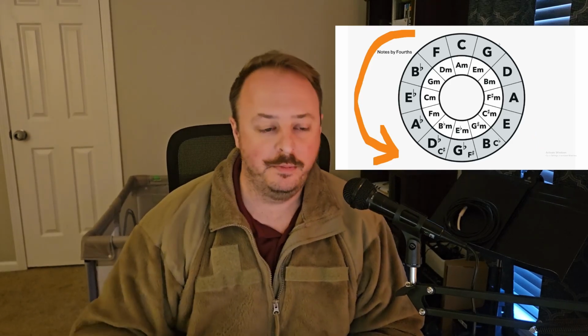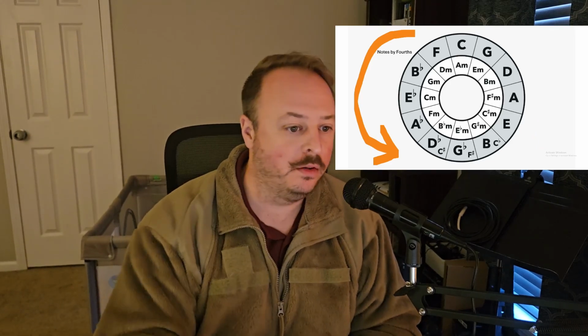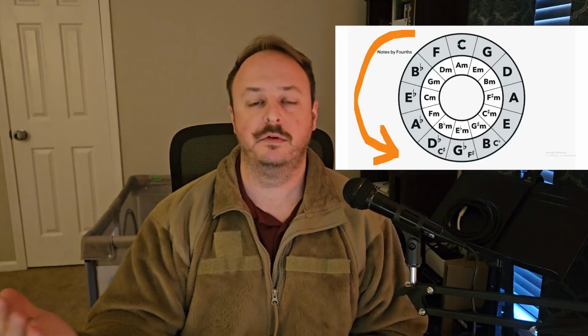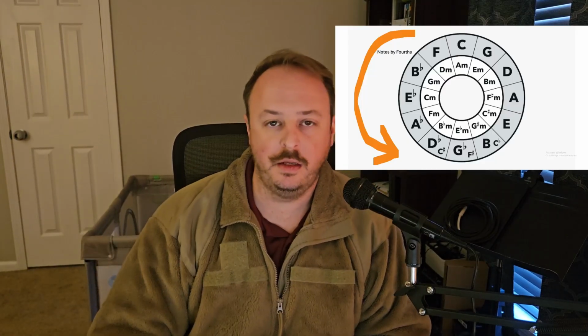I grew up playing trumpet and French horn, and this is how I learned all of my accidentals. I learned, okay, if the key signature has one flat, it's the key of F. If it has two, it's the key of B flat, and so on and so forth. And this is the notes by fourths. Again, just like the concept of the fifths, F is the fourth note in the key of C, so it's the fourth of C. And fourths are great chords that lead into fifths, and fifths are great chords that go back to the root.